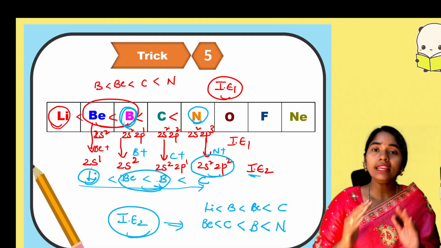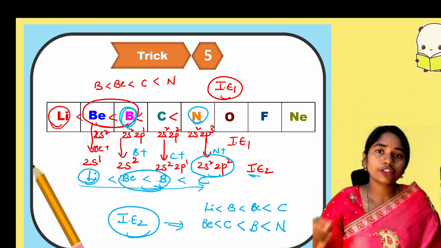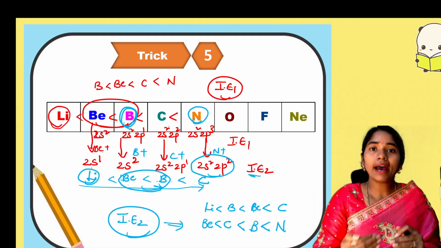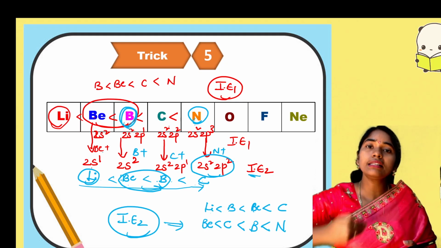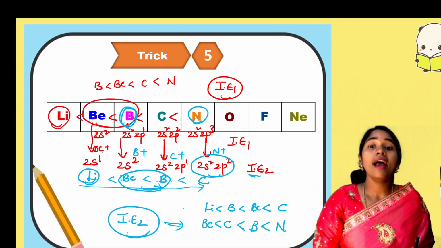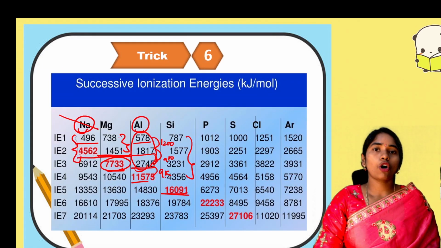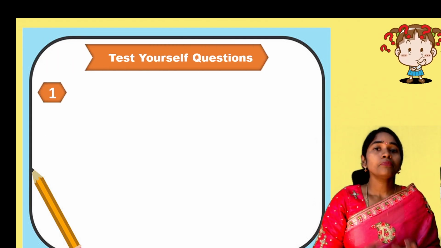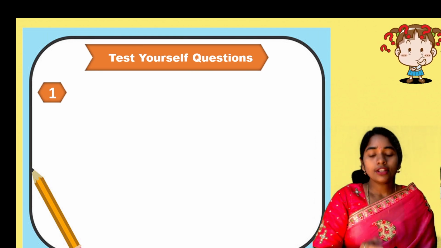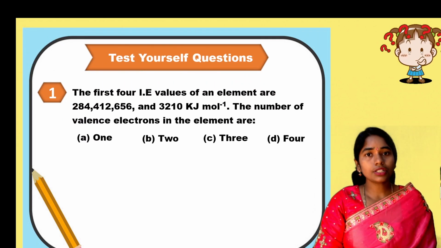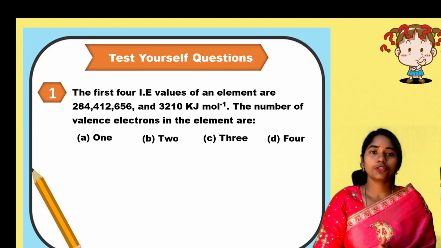For any element, just write its electronic configuration after removing an electron, compare it to which type of element it is similar, and you can take that element's trend, so you can easily solve the questions. I am going to give you test yourself questions now. Just copy these questions and do it. In the next session, I am going to give you solutions to these questions.